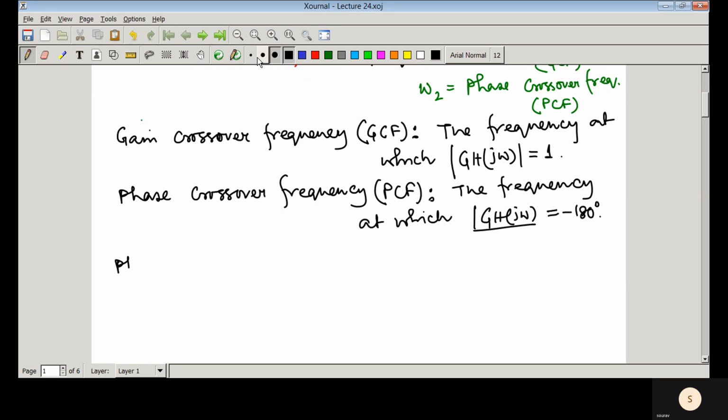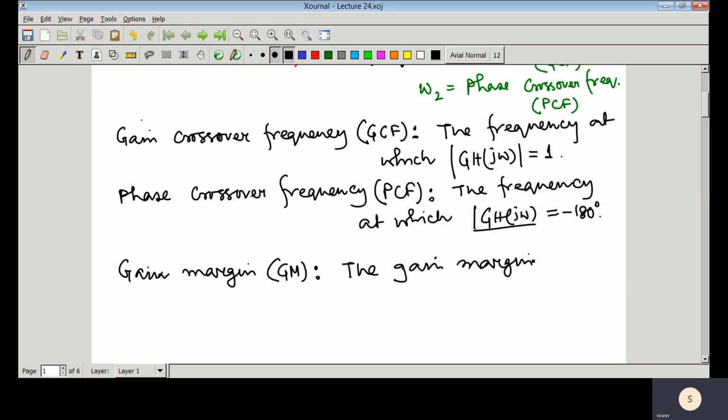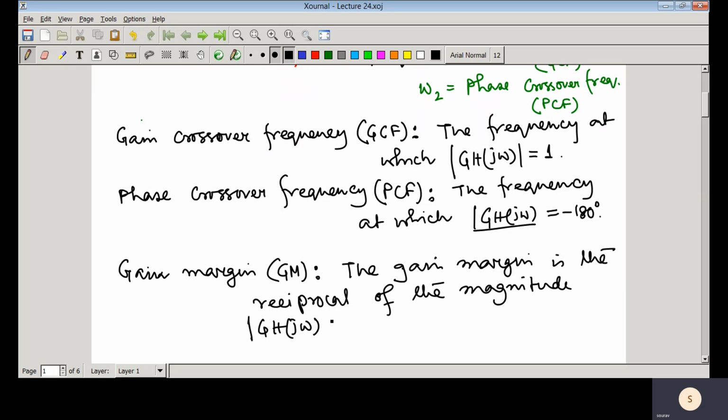So let us write that gain margin. Gain margin is abbreviated as GM. So what is the gain margin? The gain margin is the reciprocal of the magnitude. What is that magnitude? That is GH(jω), and that omega is at the phase crossover frequency, PCF. So the gain margin is the reciprocal of the magnitude at PCF, phase crossover frequency.